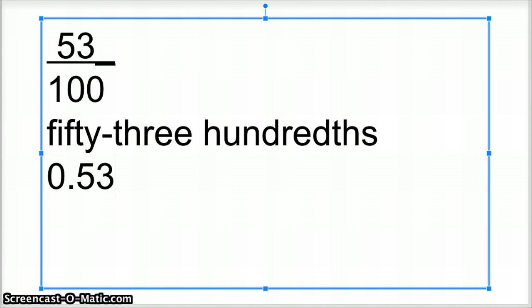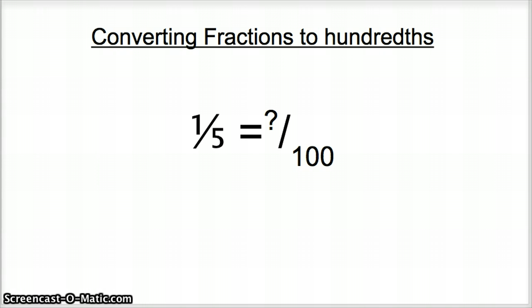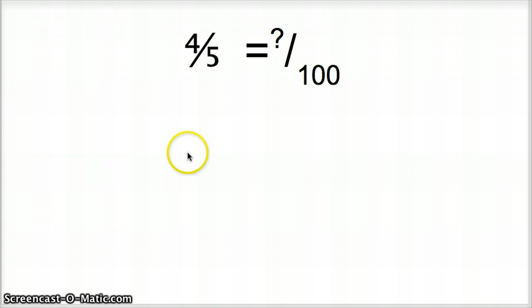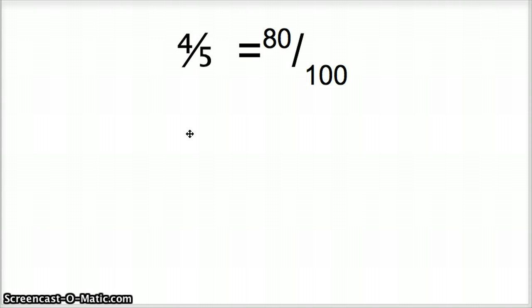Okay, now we're going to convert fractions to hundredths. If I have fifths, how many hundredths would that be? Remember, how many times does 5 go into 100? 5 times what is 100? The answer is 20, so 20 times 1 is 20, so the missing number is 20. So 1/5 equals 20/100. Well, what about 4/5? You can call on people. I just gave it: 80/100. 4 times 20 is 80. 5 times 20 is 100.